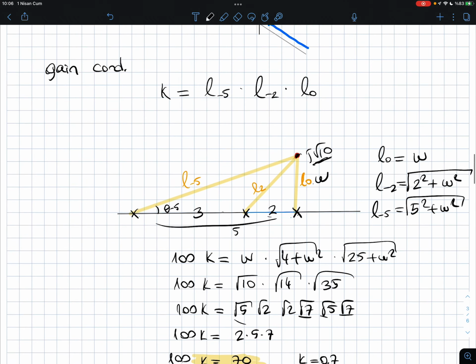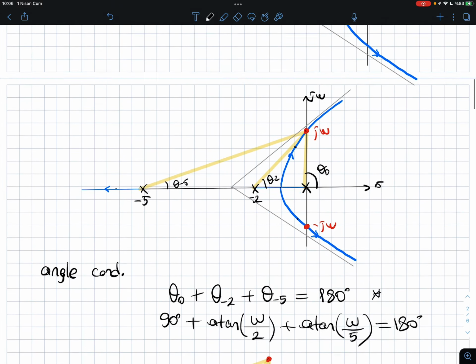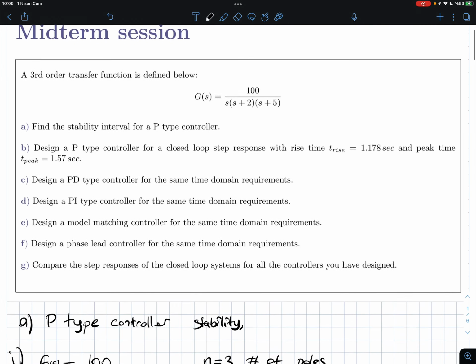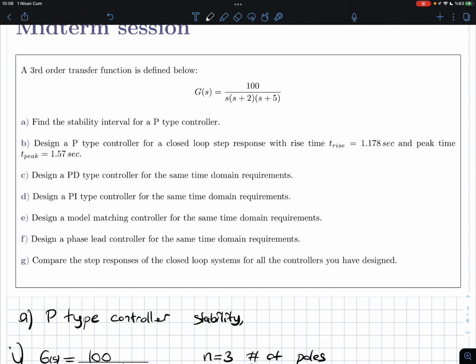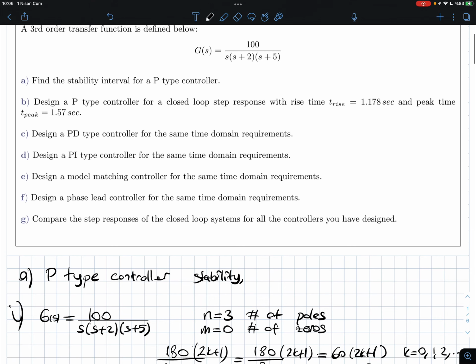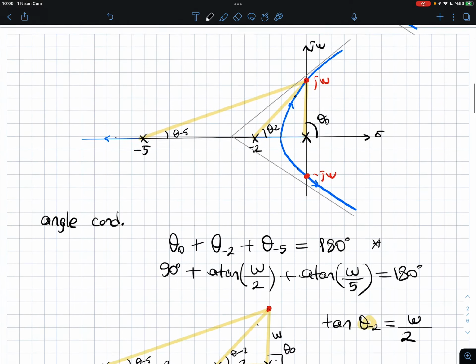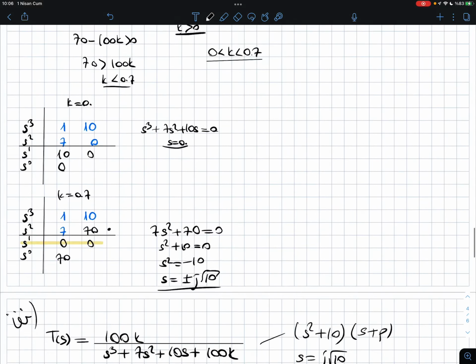So this is basically part one, where we looked at the p-type controller and we looked at the stability interval of the p-type controller for such a given transfer function. So let's continue with B, where we actually design a p-type controller. So let's go on and try to design a p-type controller.